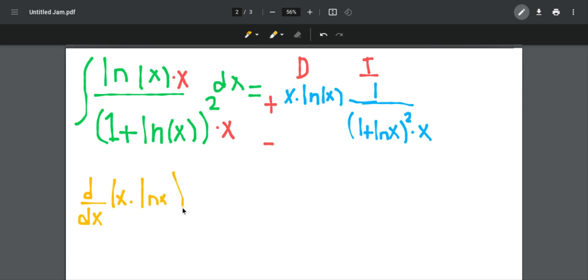The product rule says that for differentiating these products, we differentiate the first one times the second one. Differentiating x is just 1, times ln x, so we just get ln x. And then for the second part, we add the derivative of the second one times the first one. Differentiating ln x, we get 1 over x, times x, we get plus 1. So we get ln x plus 1.